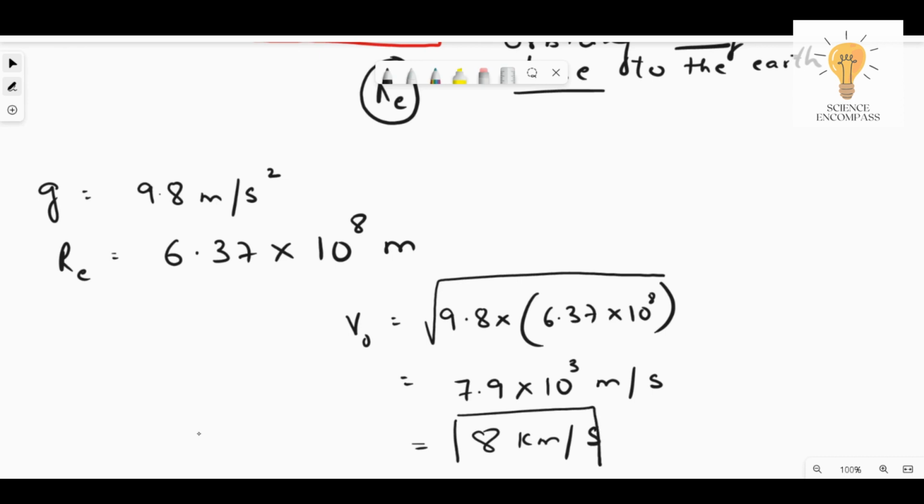So this is the speed of the satellite revolving very close to the Earth's surface, and that's about 8 kilometers per second.